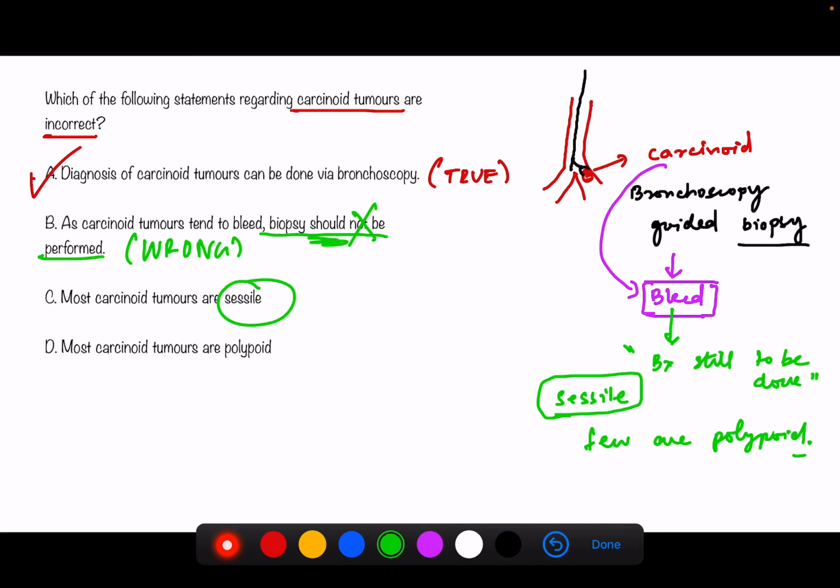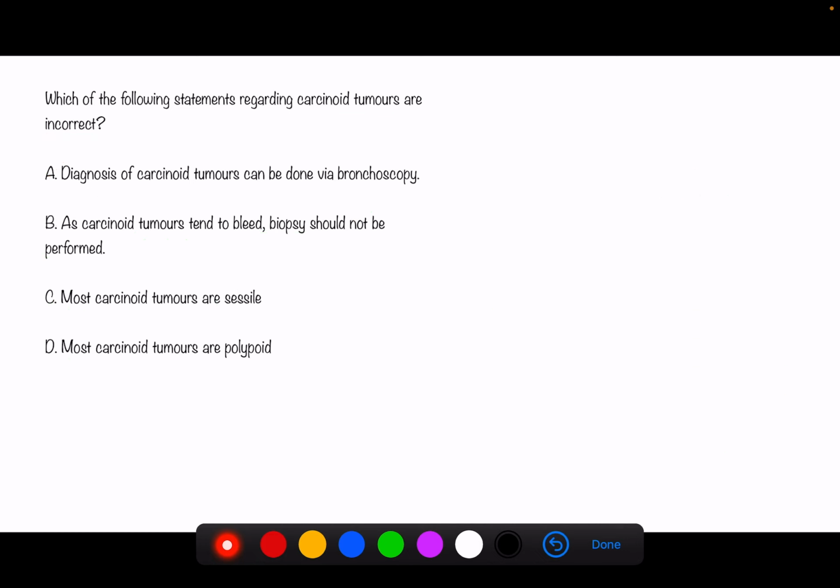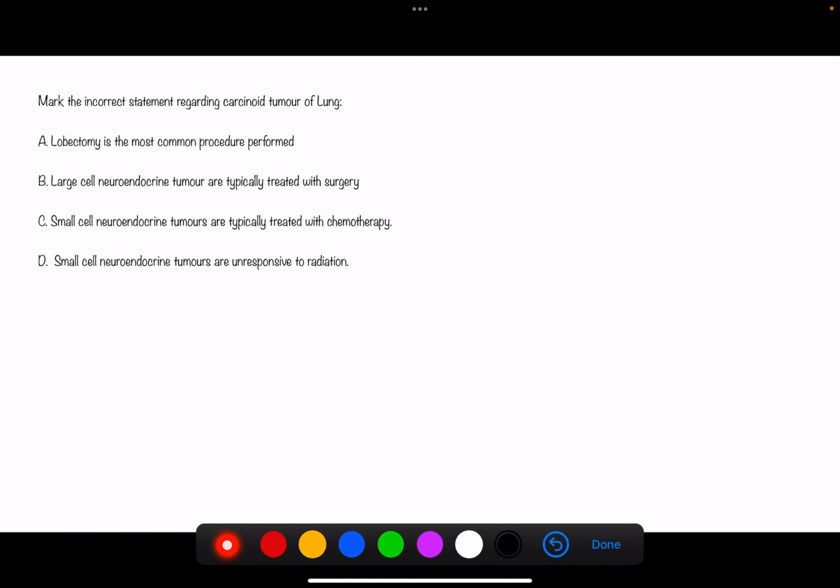Option C, most carcinoid tumors are sessile. This is correct. And option D, most carcinoid tumors are polypoid. This is false. It is sessile more than polypoid. So in this particular case, the incorrect options are option B and option D. Moving on to the next topic, carcinoid tumor of the lung again.